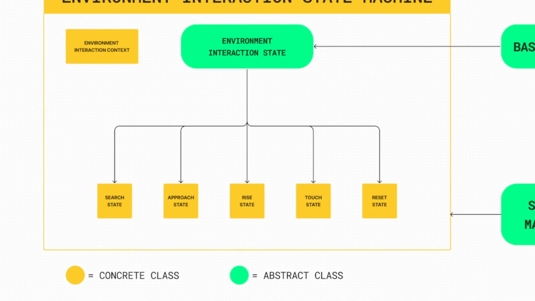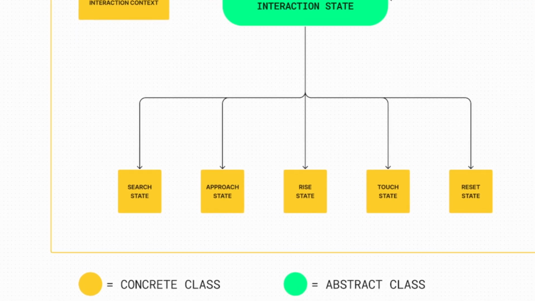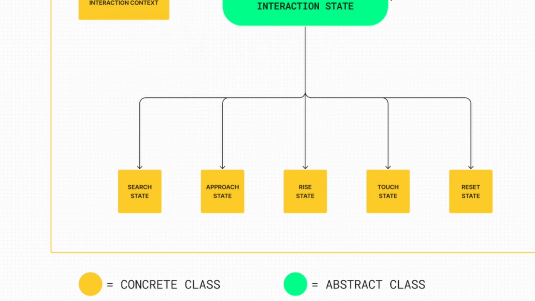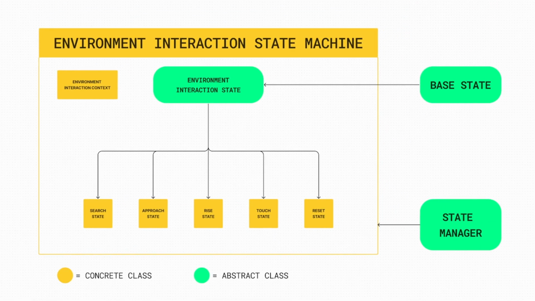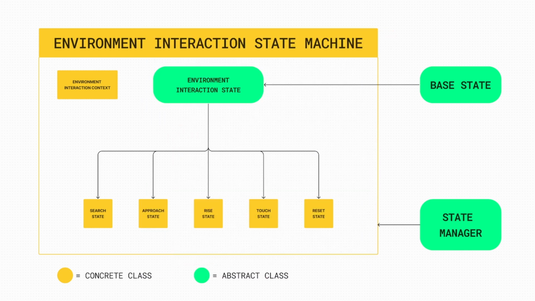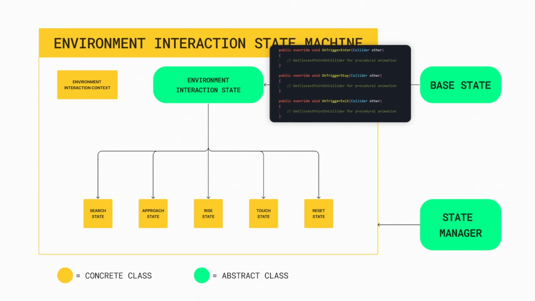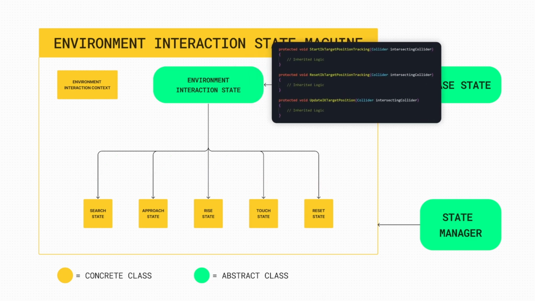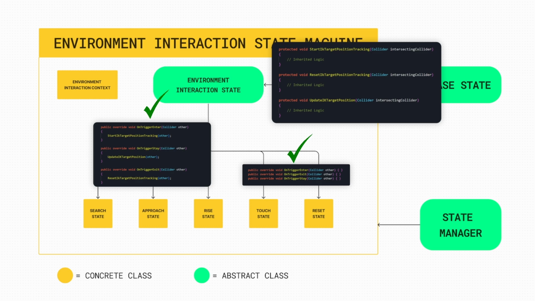Meanwhile, the approach and rise states may both require the use of GetClosestPointOnCollider, as we track and update the IK target position where we want our character's hands to move. One of the most famous principles of programming is to keep your code DRY, aka don't repeat yourself. While we can't have the environment interaction state define logic for all of the states in the onTriggerEnter, Stay, and Exit methods, because as we just explained, those might be different depending on the state, we can instead expose new methods in this abstract state that the concrete states can inherit and choose to invoke in onTrigger callbacks.